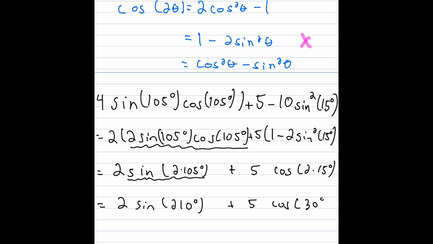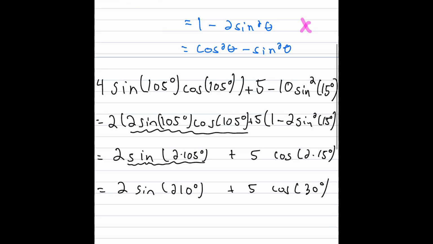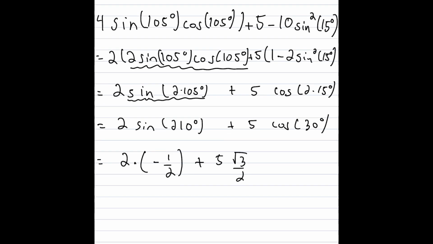Okay? And now I'm at a point where I can figure out the sine of 210 and the cosine of 30, because those are angles that we know on the unit circle. The sine of 210 is minus 1/2. And the cosine of 30 is root 3 over 2. And furthermore, 2 times minus 1/2 is minus 1, plus 5 root 3 over 2.